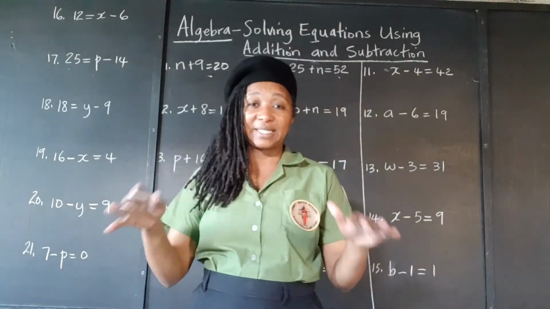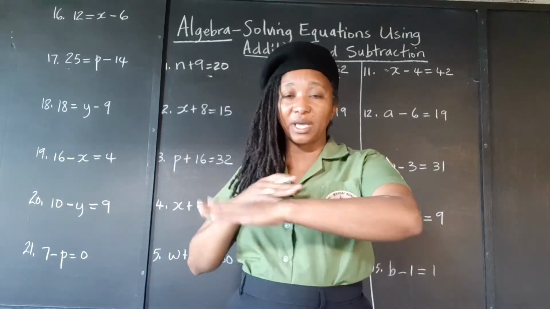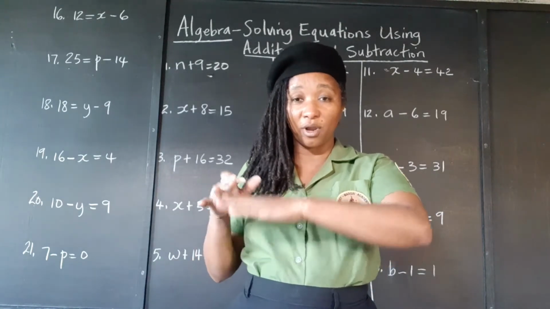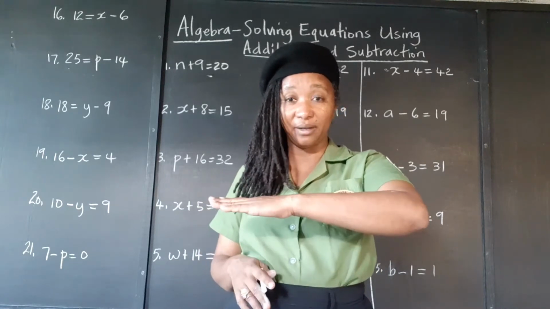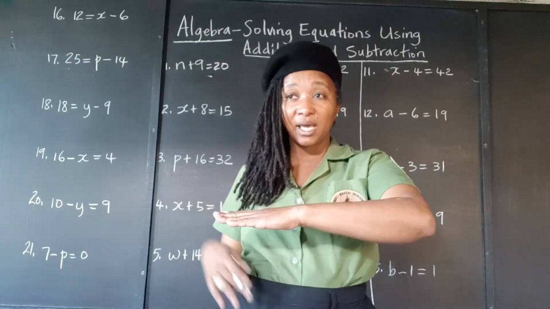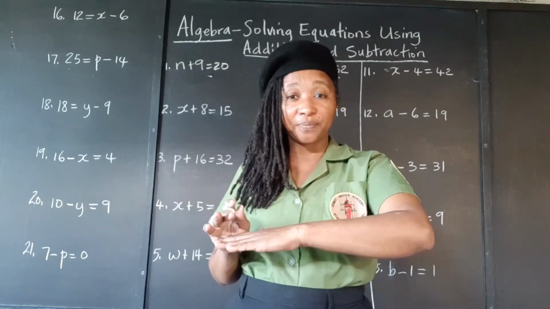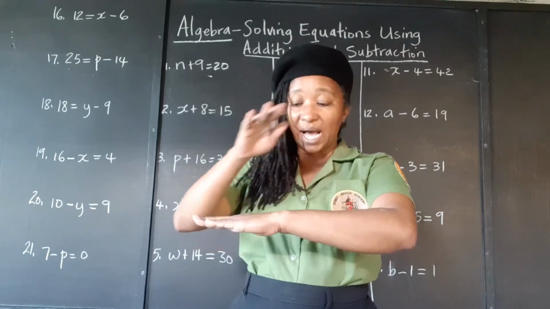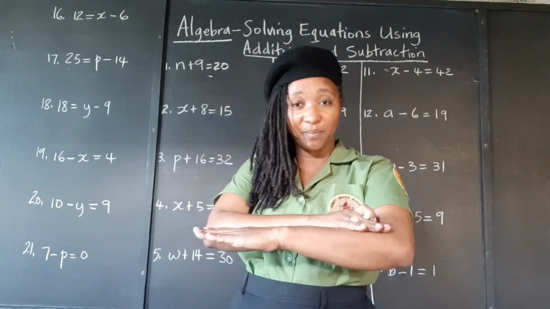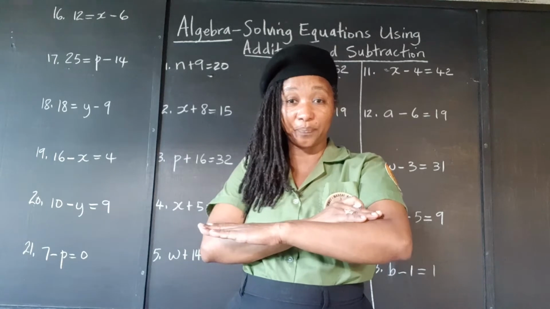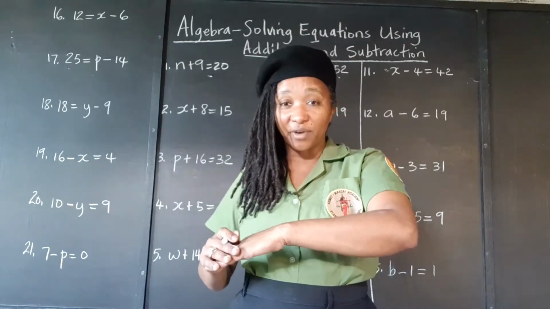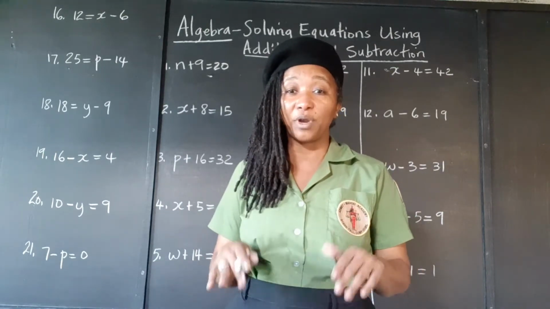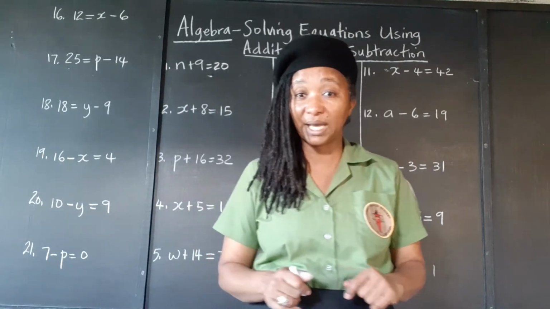So think of it like a scale. If you have something on a scale, you're balancing two things on the scale. So it's like this, right? If you don't want to change it, then you have to do the same thing to both sides. If you're adding something to this side, you have to add the same thing to that side, and it remains the same. Or if you're taking something from this side, you have to take the same thing from the other side for it to remain the same. You get what I'm saying?